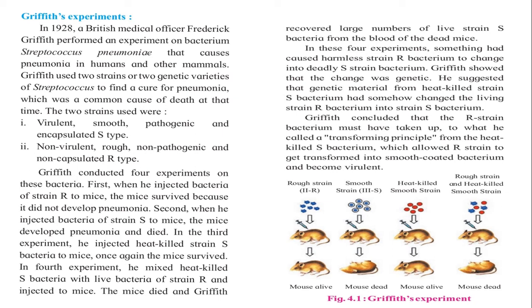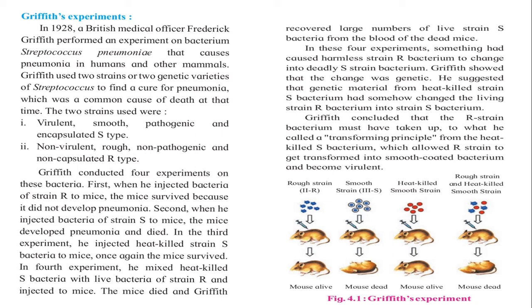The two strains used were, number one, virulent, smooth, pathogenic, and encapsulated S type. Second, non-virulent, rough, non-pathogenic, and non-capsulated R type. Griffith conducted 4 experiments on these bacteria. First, he injected bacteria of strain R into mice. The mice survived because they did not develop pneumonia.